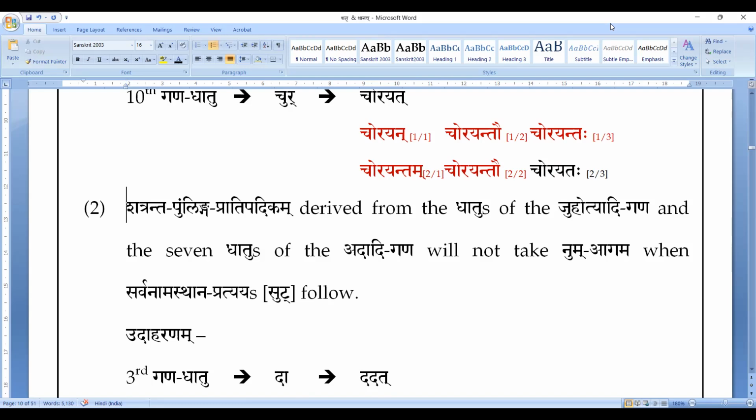Anyway, what I've given is more, but you just know this, the context will come, and that becomes more clear. Okay. Now, the second point here is, see, first one, I said the third gana is missing. You will have the third gana here. Not only the third gana, also the seven dhatus, important. Please note, seven dhatus of the adadigana. Adadigana means which gana?